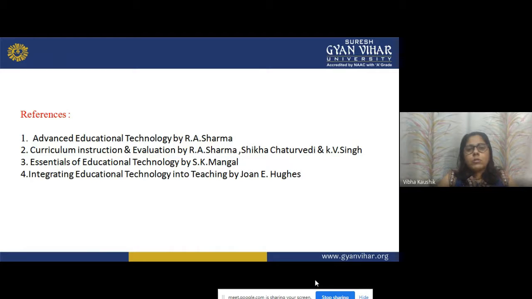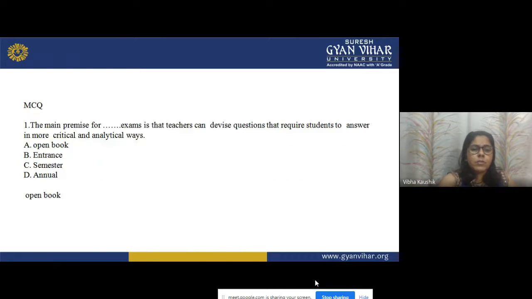Now, today we have discussed the concept of open book exam, misconceptions about the open book exam, how open book exams are different from the traditional book exam, the different types of open book exam, and the nature of open book exam. For further reading on this particular topic, you can refer to these references.